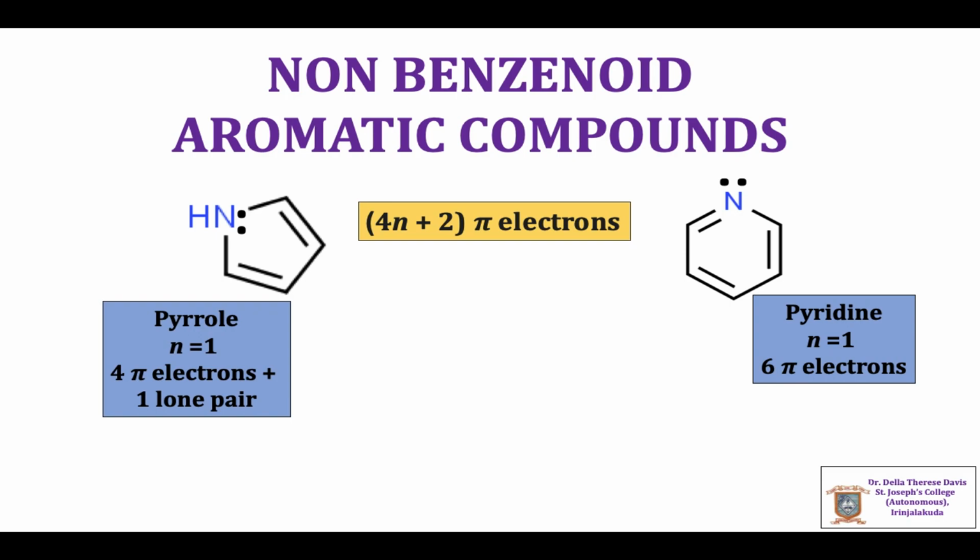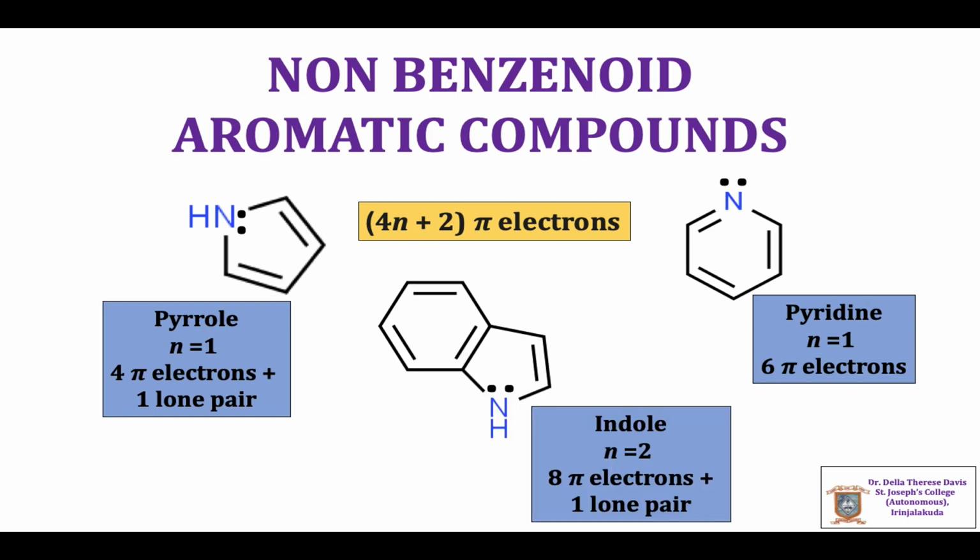Pyridine is a 6-membered ring with nitrogen as the heteroatom. It has 6 pi electrons, and the number of rings is 1. Hence the molecule obeys Huckel's rule of aromaticity.